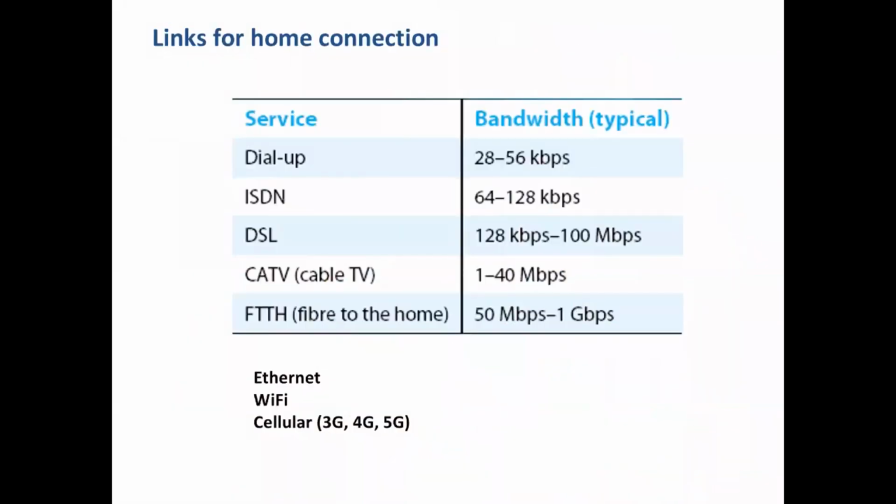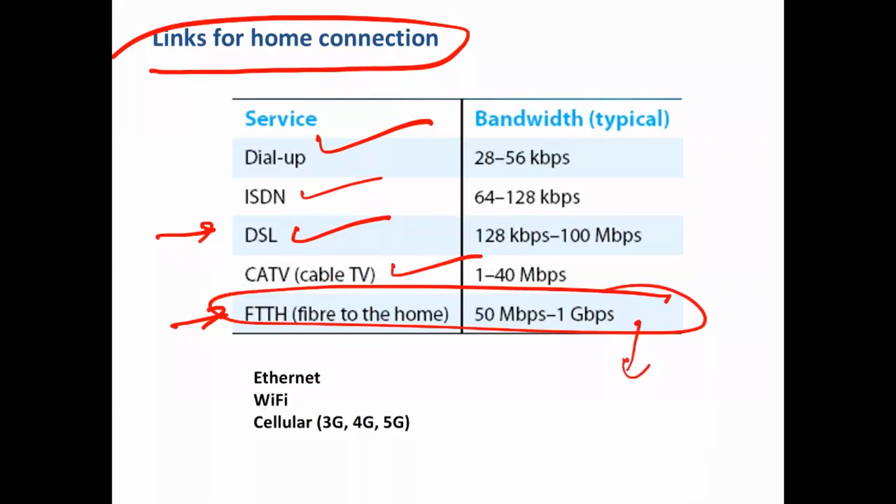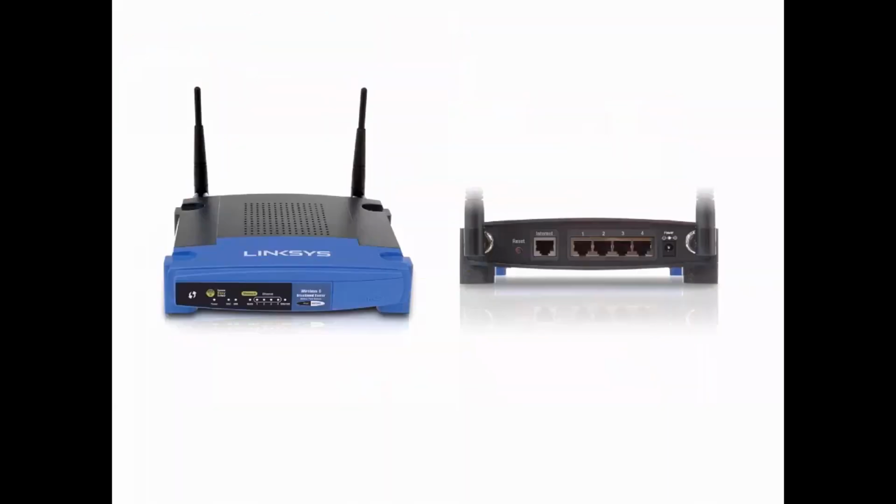Okay, and there are various kinds of links for home connection, like dial-up, like normal PSTN. You use a modem to convert the digital signal to an analog signal. The analog signal will go over the old-time PSTN box, and then will be received and converted into a digital signal. Then ISDN came in, DSL that we discussed earlier, cable TV was used, fiber to home, which is most popular now. Apart from them, we have Ethernet, Wi-Fi, cellular.